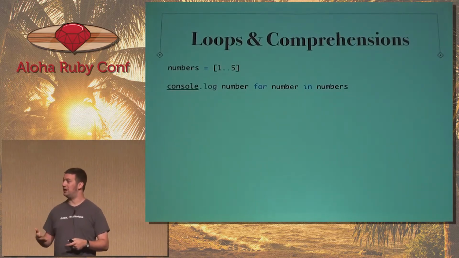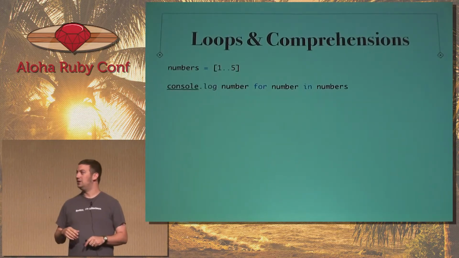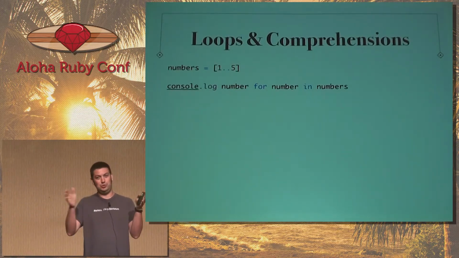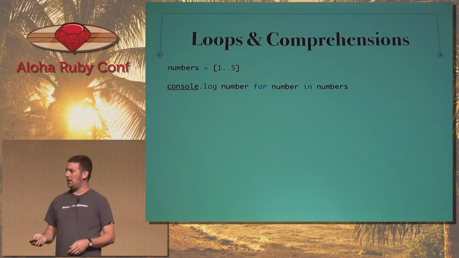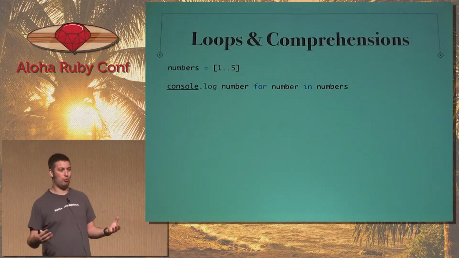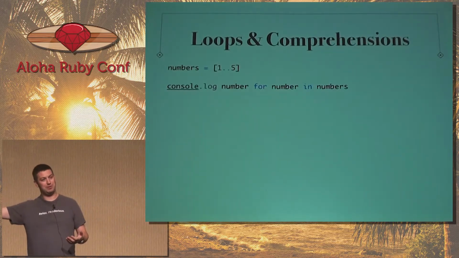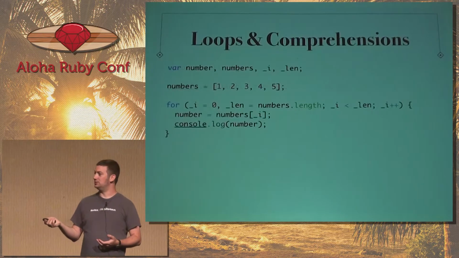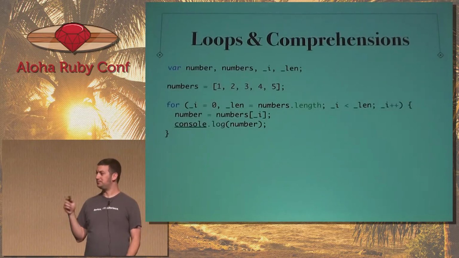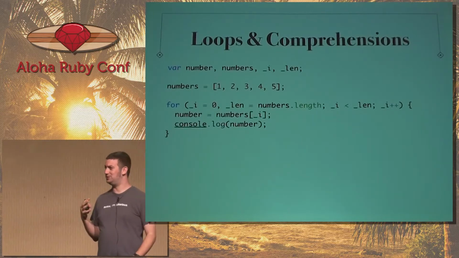So in this case, I will create an array of numbers from 1 through 5, including 5. Three dots makes 1, 2, 5. And then I can use comprehensions to print that out. A comprehension is like a one-line for loop. So here I could say, print those numbers out to the log for every number that's in that array. And that looks like this in JavaScript.